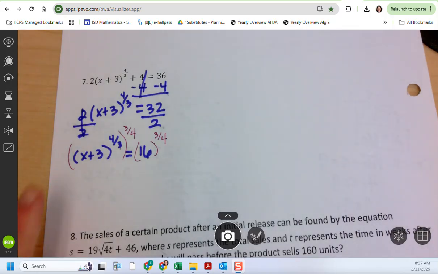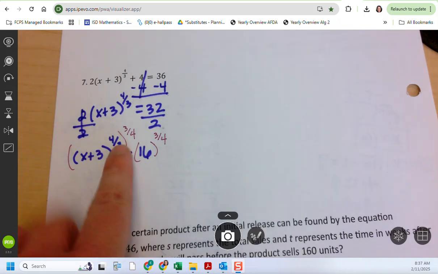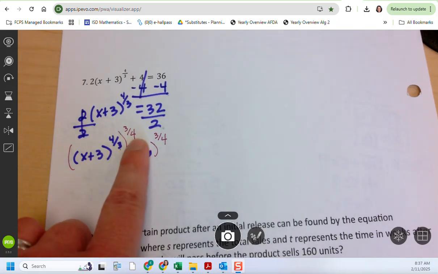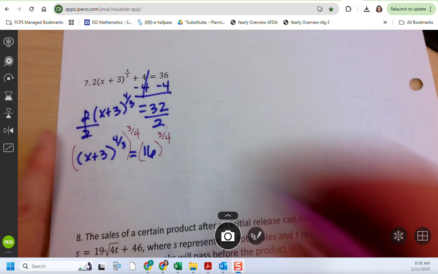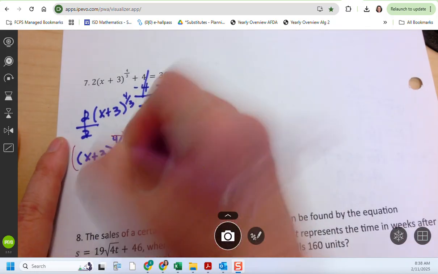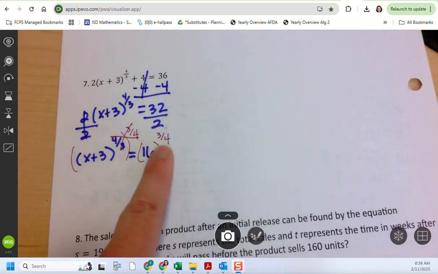Now, let's consider why we're doing this. When we do 4 times 3, we get 12. And when we do 3 times 4, we get 12. So our exponent is 12 over 12, which equals what? 1. All right, anything to the 1 power is itself. So essentially what we're doing is we are canceling out the exponent on this side. And we're putting the exponent of 3/4 on this side.